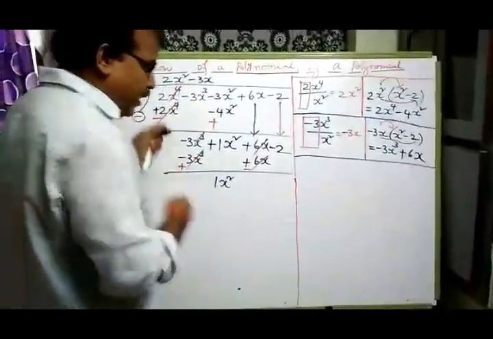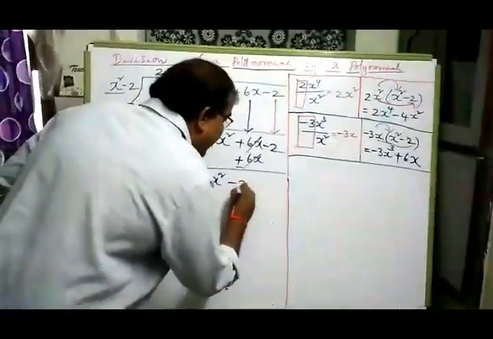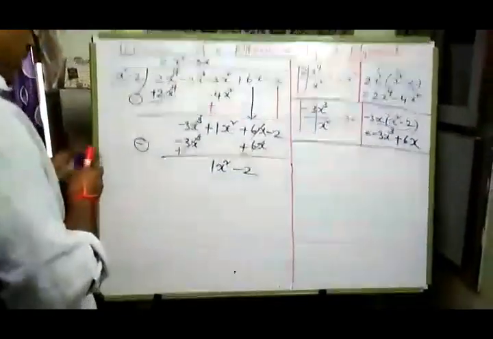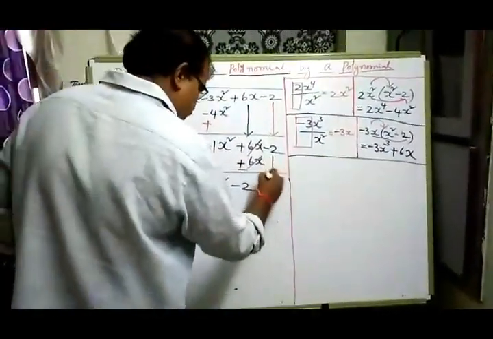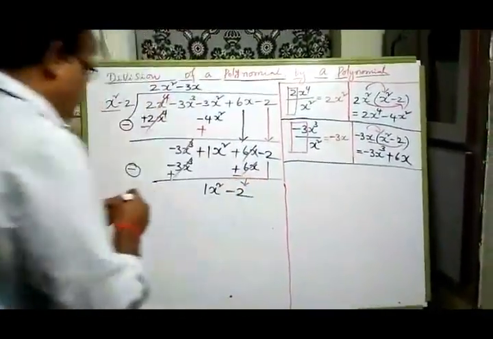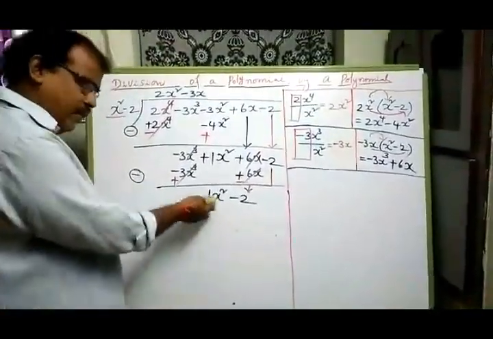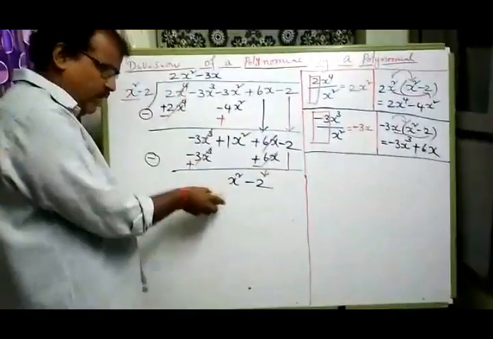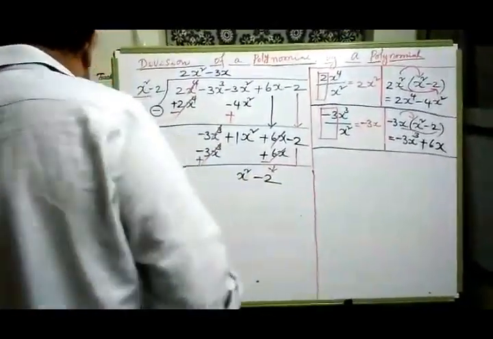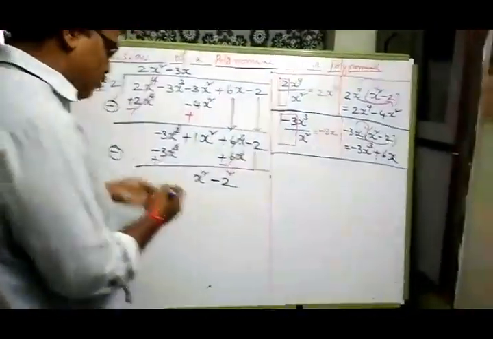What is the bring down? Minus 2. Bring down minus 2. So now the new dividend is x square. 1x square is not required, simply write x square minus 2. The new dividend is x square minus 2.